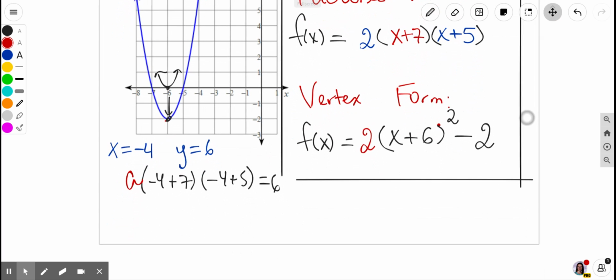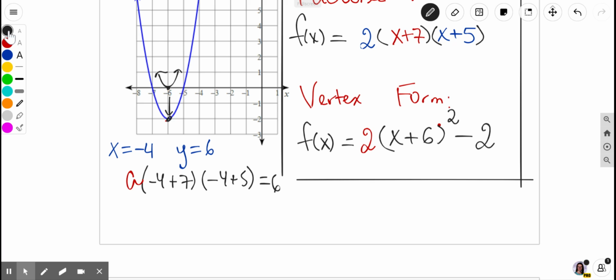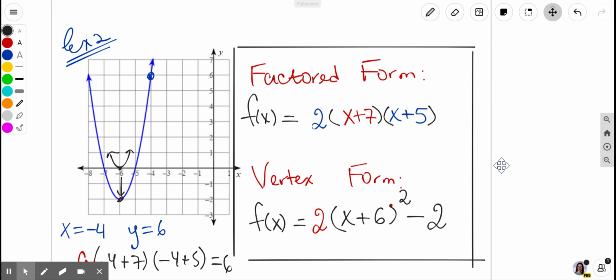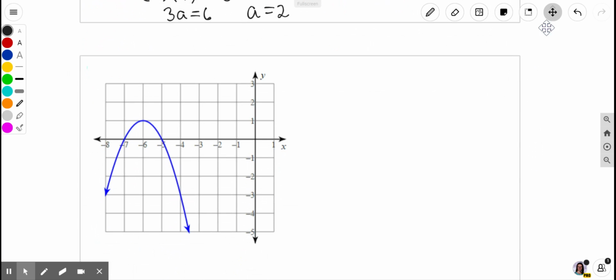So we're going to just call it a. So we have a, negative 4 plus 7 is 3, negative 4 plus 5 is 1. So we end up having 3a equals 6. So if I divide both sides by 3, I get a equals 2. Again, it's the same exact a value that we have already found. Okay? So it's just a different way of finding it.